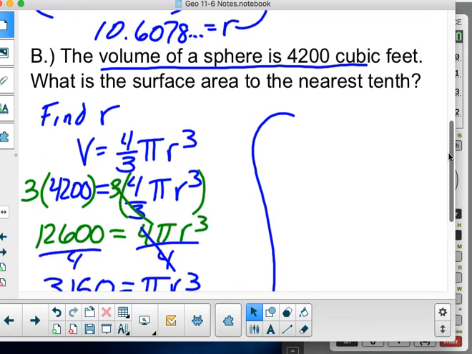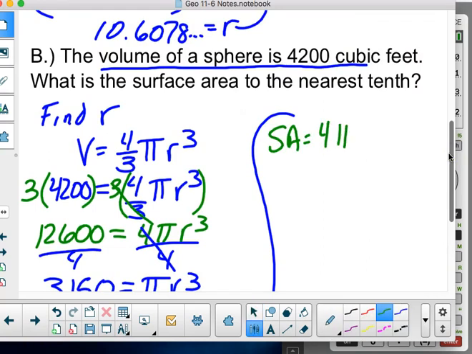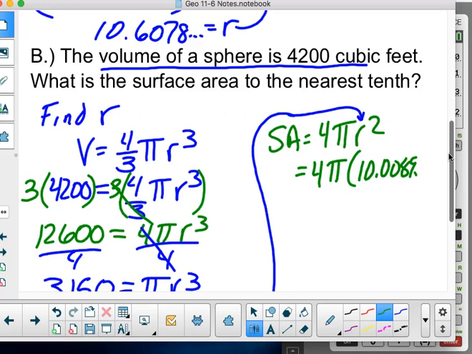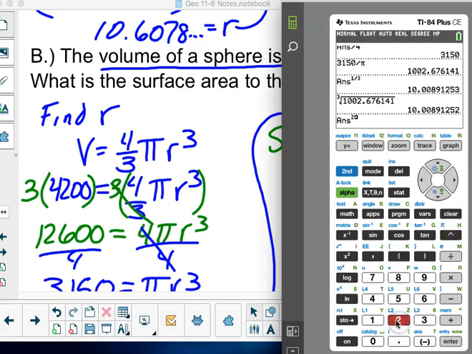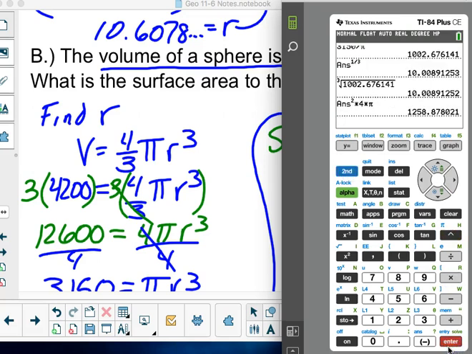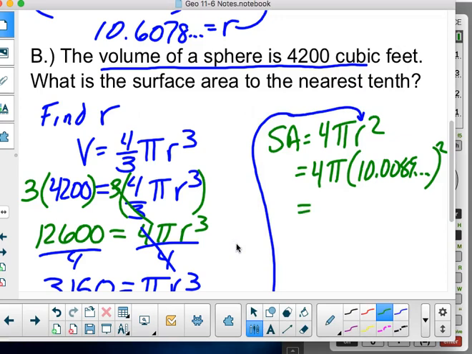Because my next thing is, well, you know, surface area is equal to 4 pi r squared. And well, think about it, r goes in there. So now I'm going to go 4 pi times 10.0089 squared in my calculator. So I'm going to raise that to the second power, and times 4 times pi, enter. So it's 1258.87.